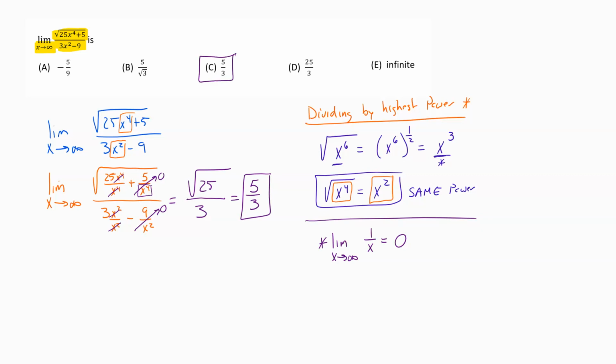So this is how you handle powers inside a root, comparing them to powers outside a root to find out what you want to divide by when you're using this method of dividing by the highest power of x.